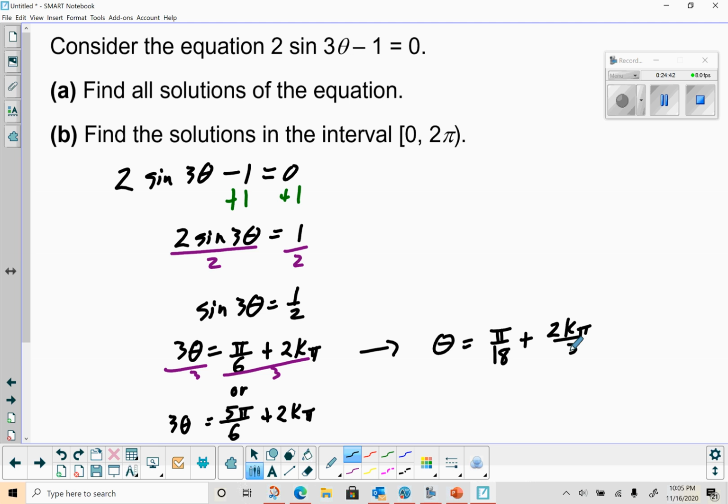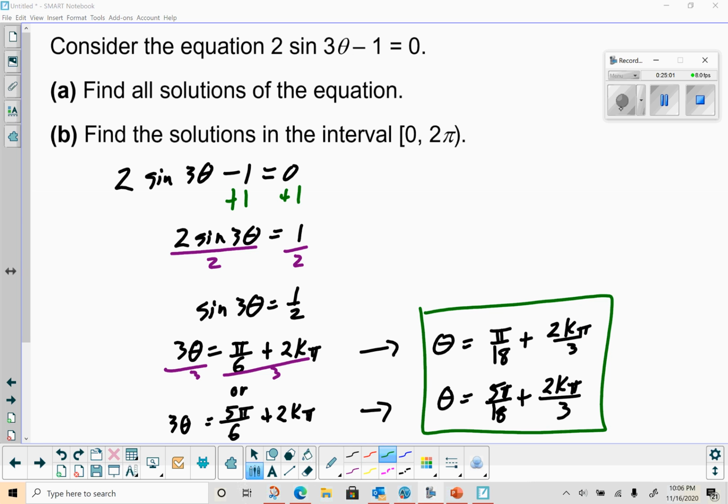And no, I really don't need a common denominator there. And then from the second one, again, divide by 3. So this turns out to be 5 pi over 18 plus 2k pi over 3. So those expressions are the solutions here for part A.